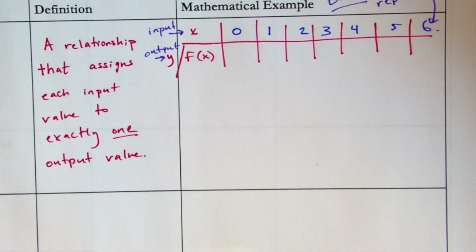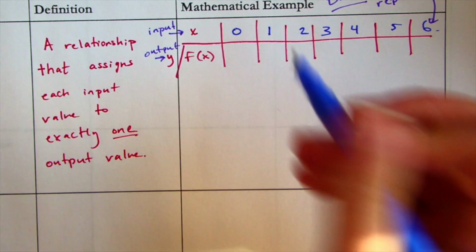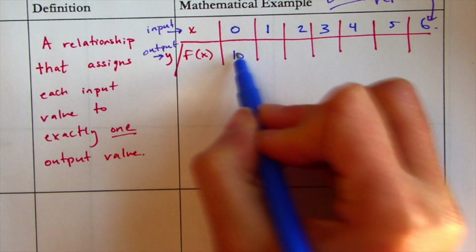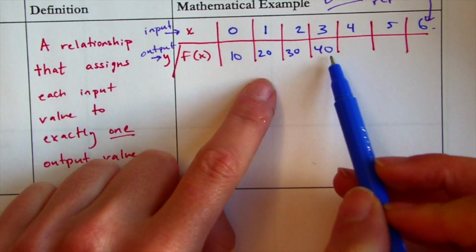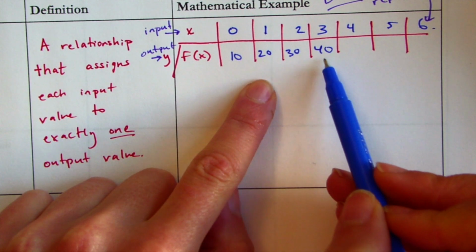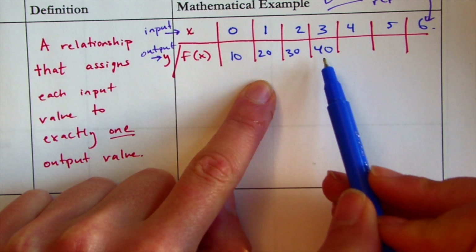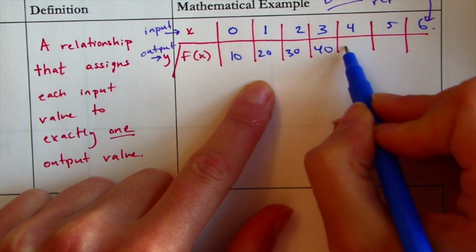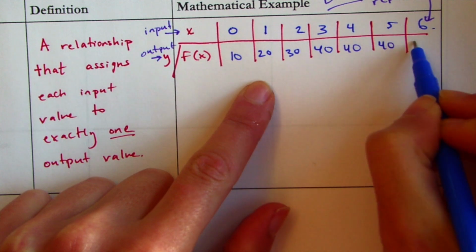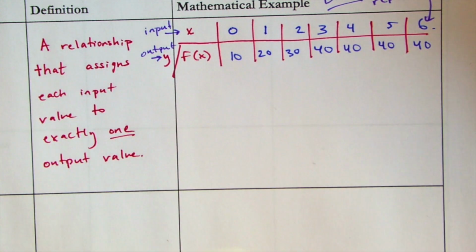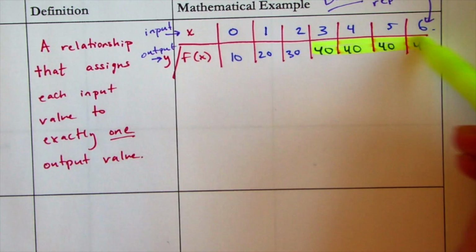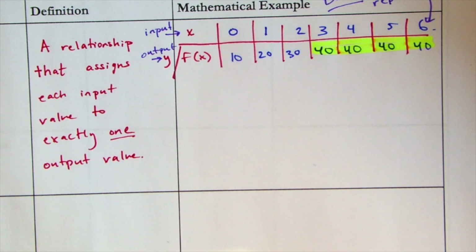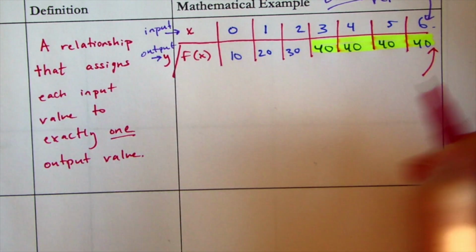And then for my output values, I'm just going to choose some random numbers, 10, 20, 30, 40. Key point here, output values can repeat in a function. So I could do like 40, 40, 40. That's okay. So that's a good thing to have in your mathematical example, because this was a common mistake on the Quest. Output values can repeat in a function.